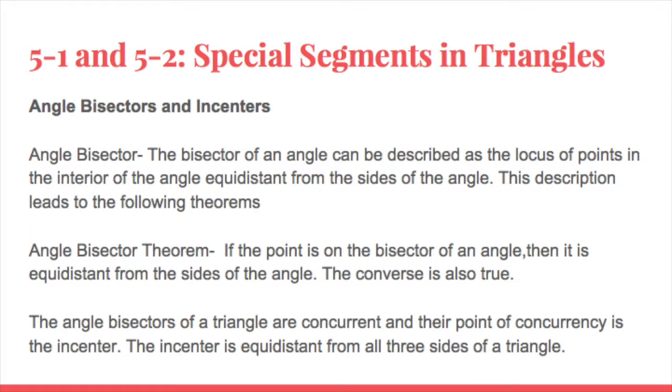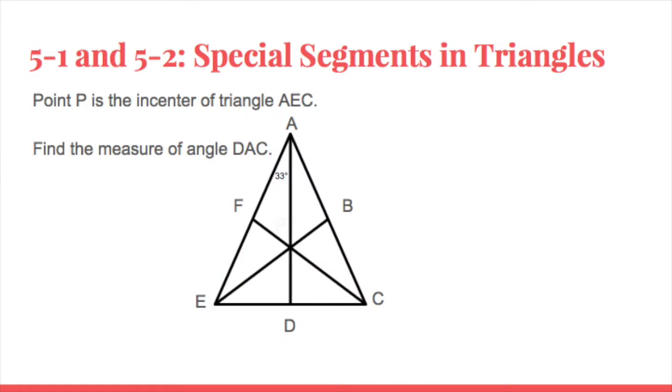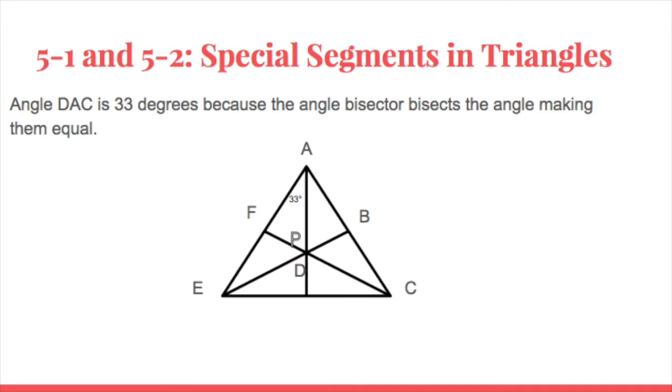The angle bisectors of a triangle are concurrent and their point of concurrency is the incenter. The incenter is equidistant from all three sides of a triangle. Point P is the incenter of triangle AEC. Find the measure of angle DAC. Angle DAC is 33 degrees because the angle bisector bisects the angle, making them equal.